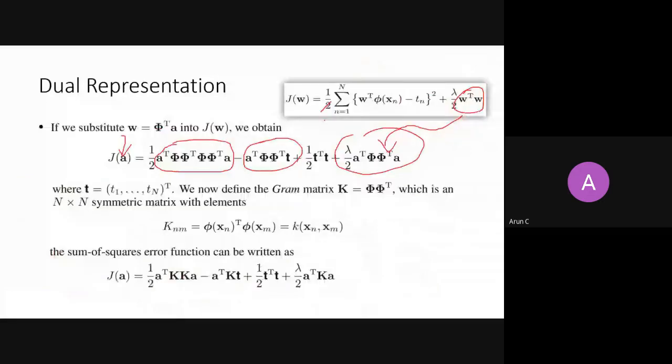Now you minimize your cost function with respect to A, right? Because A is your new variable here. It is known as dual representation. When you minimize it and set it equal to 0, right? Okay, before that, can anybody tell me what you will get by phi transpose? If you do phi transpose, what will you get?